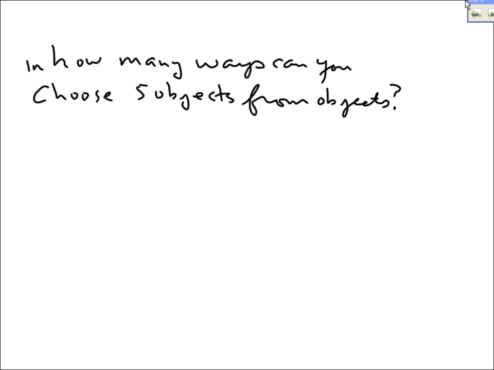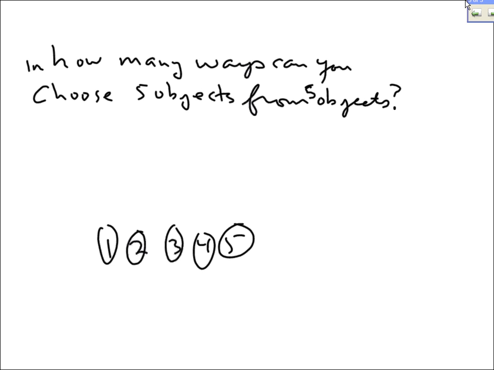The answer is 1 from 5 objects. If there are 5 objects on the table and you were going to choose 1, say numbered 1, 2, 3, 4, 5, there's 5 different ways that you can choose one object. You can go up to the table and choose object number 1, or number 2, or object number 3, or you can go up and pick object number 4, or you can go up and pick object number 5. There are 5 different ways to pick one object.